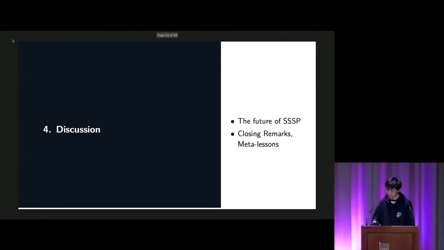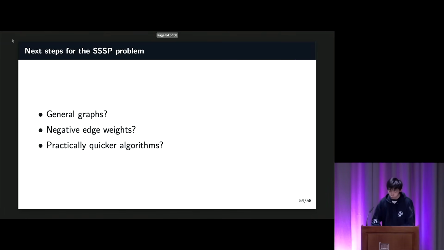So what are some possible next steps? We know that the BMSSP algorithm only beats Dijkstra in the case of sparse graphs. What about the general case? What about negative edge weights? What about faster algorithms that actually have a smaller constant factor? There are many research directions in shortest path algorithms, I think, and the success of the BMSSP algorithm only suggests that many further breakthroughs are possible.